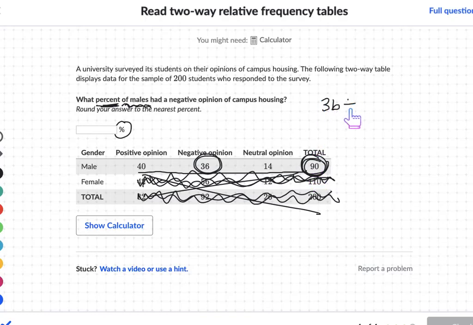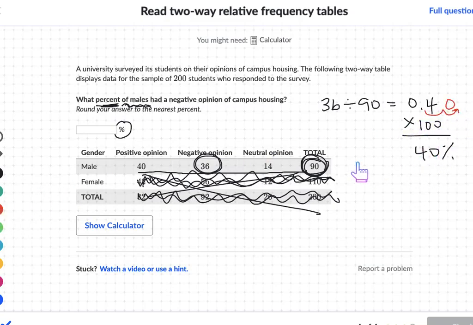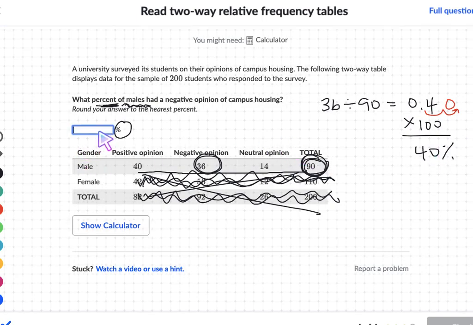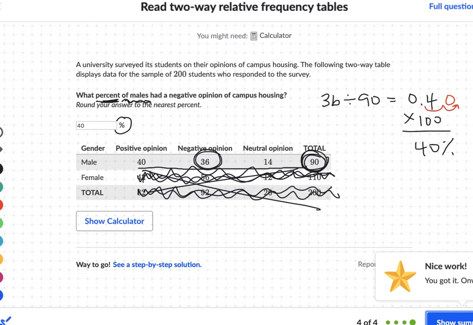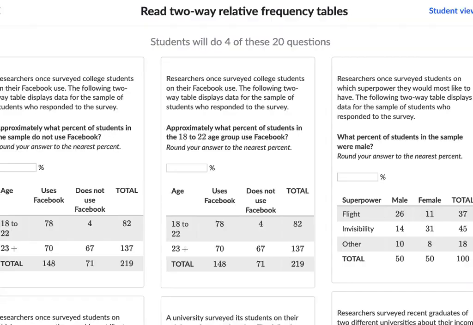So you're going to put in your calculator 36 divided by 90. You're going to get an answer, and that answer is 0.4. That 0.4 needs to multiply by 100 to get 40%. Or if you already know how to change a decimal into a percent, you can just move it over 2 decimal places and get 40. So it's 40% of just the males that had a negative opinion of campus housing, if I were just comparing the males. Hopefully you got that one correct. We're going to do another question.